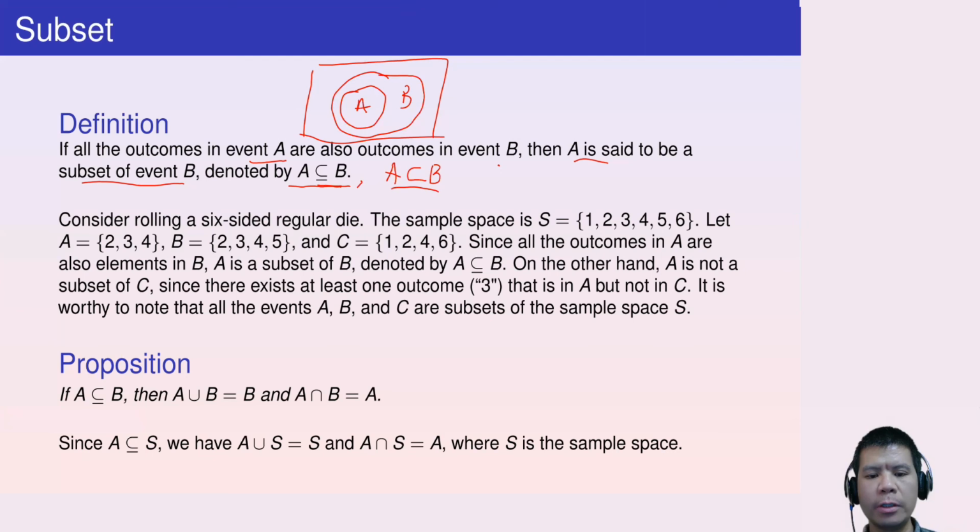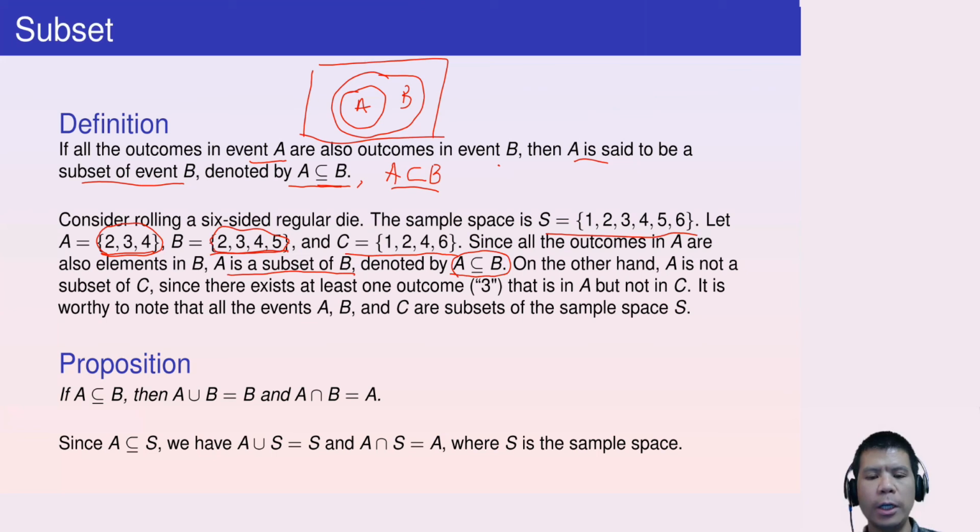Rolling a six-sided regular die, the sample space is given here, 1 through 6. Now A is 2, 3, 4, B is 2, 3, 4, 5, C is 1, 2, 4, 6. Since all the outcomes in A are also outcomes in B, you can see A here, 2, 3, 4, is a part of B, right? 2, 3, 4 are all in B as well. So therefore, A is a subset of B. So we denote A is a subset of B.